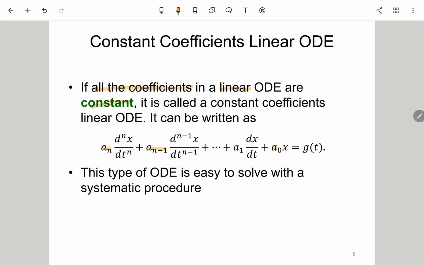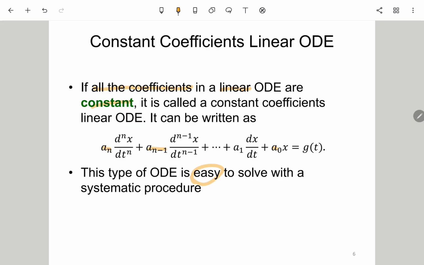So on the left side, a constant multiplied by the nth derivative, a constant multiplied by the n minus 1 derivative, all the way down to a constant multiplied by the original function. That will be the left-hand side related to the unknown function part. And then on the right side, still g of t. So nothing special there. This is called the nth order constant coefficient linear ODE. This type of ODE is easy to solve. Maybe you say, oh, this is not easy at all, but this is solvable. It is guaranteed, if you follow the procedure, which I'll talk about later on.